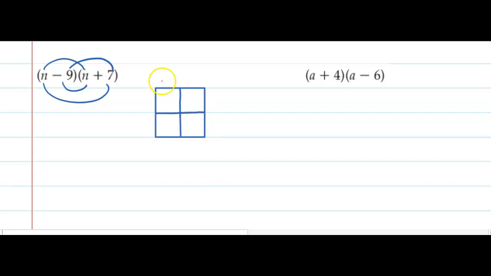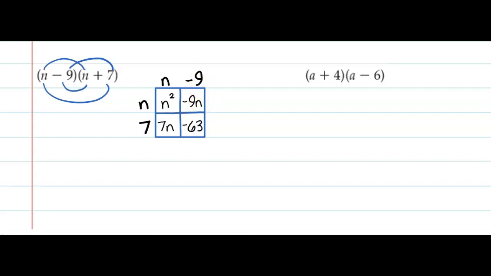Using the box method, I have n minus 9, n plus 7. And now I'm ready to multiply. N times n makes n squared. N times negative 9 makes negative 9n. 7 times n is 7n, and 7 times negative 9 is negative 63.